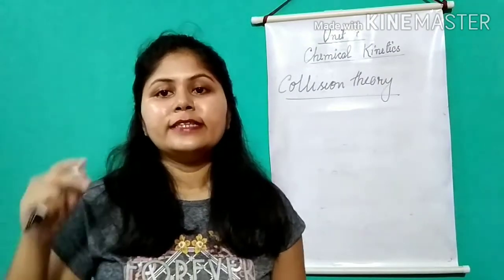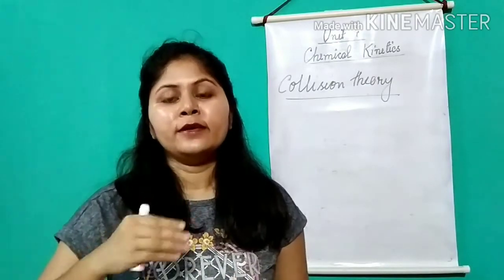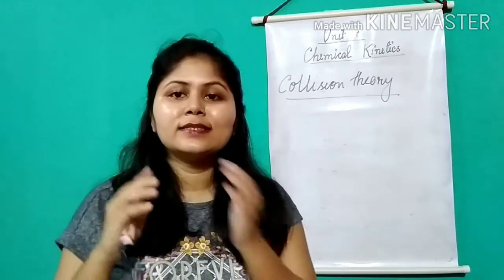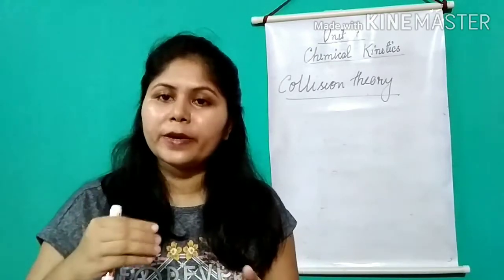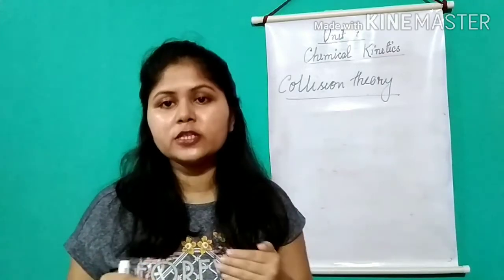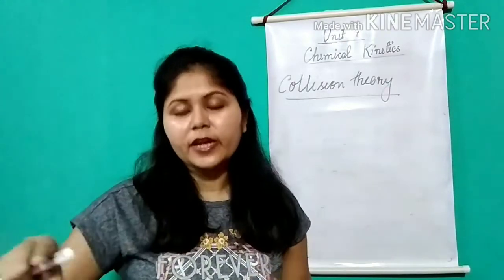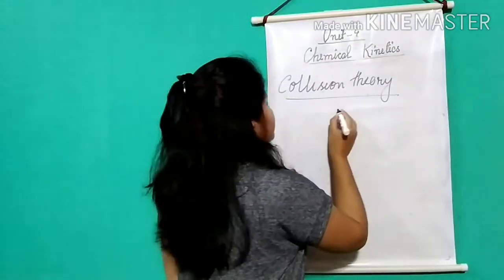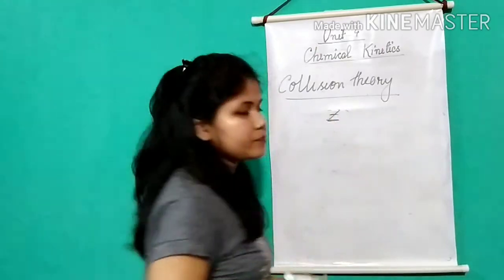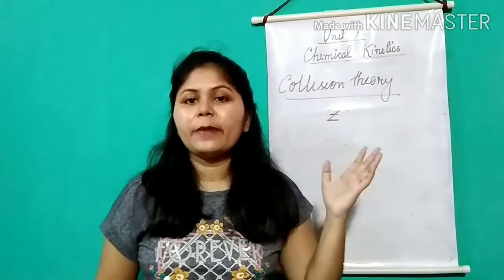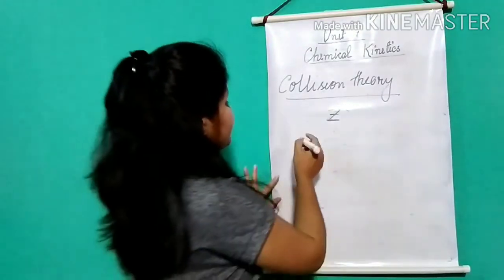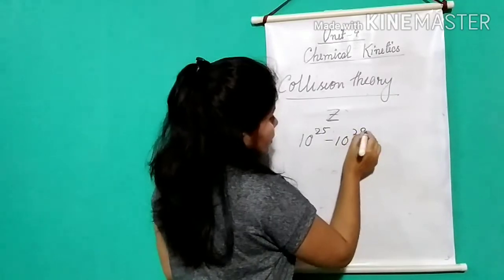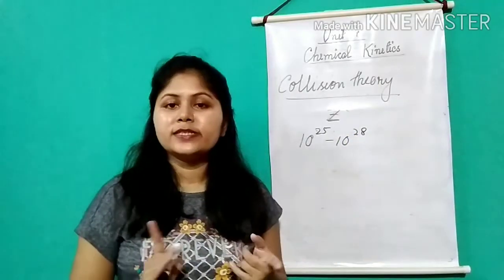Second point is that the number of collisions per second per unit volume of the chemical reaction is known as collision frequency. So collision frequency is the number of collisions per second per unit volume in the chemical reaction, and it is denoted by Z. Next, the range of this collision frequency is between 10 to the power 25 to 10 to the power 28. Okay, so this is my third point.